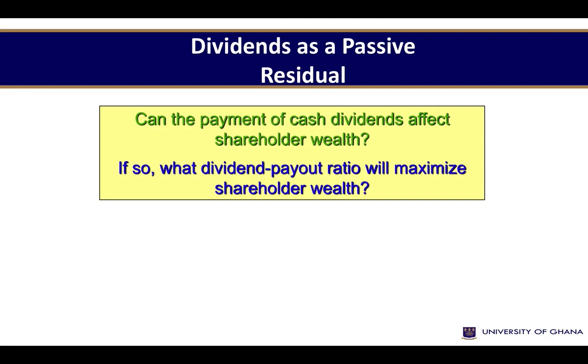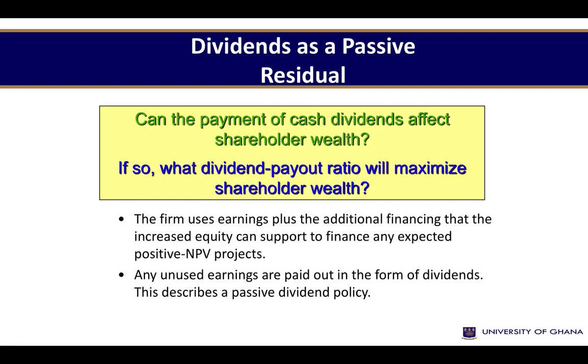Now, as the finance manager, you've come across the underlying or overarching concept of financial management, which is to maximize shareholder wealth. So in essence, every decision that is taken must always ask the question, will it maximize shareholder wealth? The same applies to dividend payments. The question to be asked: can the payment of cash dividend affect shareholder wealth? And if so, what dividend payout ratio will maximize the shareholder wealth?